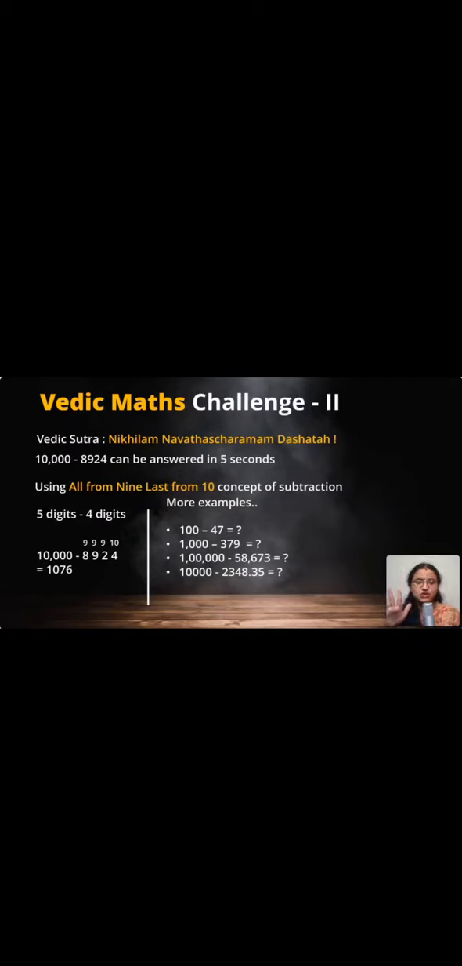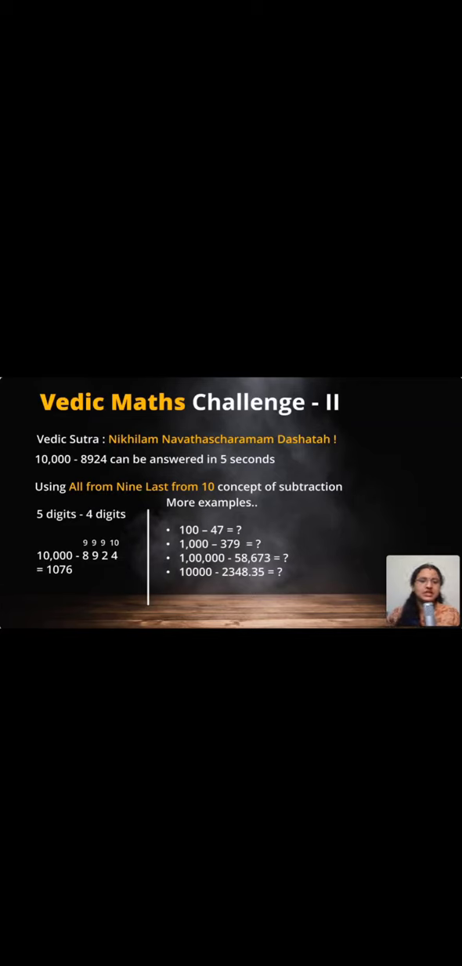The first five digit number will be the corresponding base number, right? So 10,000 happens to be the first five digit number. Yes, we are now good to apply this rule. Nikilam Navatascharamam Dashataha. In English, we call it as all from 9, last from 10. We call the name of the sutra as all from 9, last from 10.